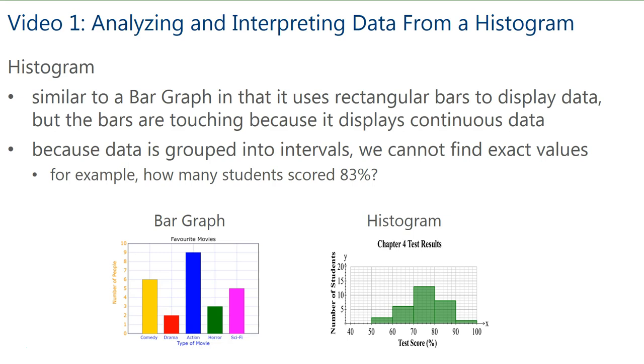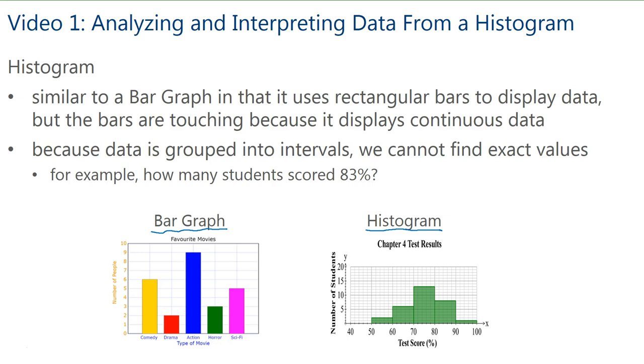So let's look at the graphs below. Here we have a bar graph that we looked at previously, representing the number of people who like different types of movies. Now, because they're divided into different categories, comedies, dramas, action movies, the bins are separated. Now let's look at the histogram.